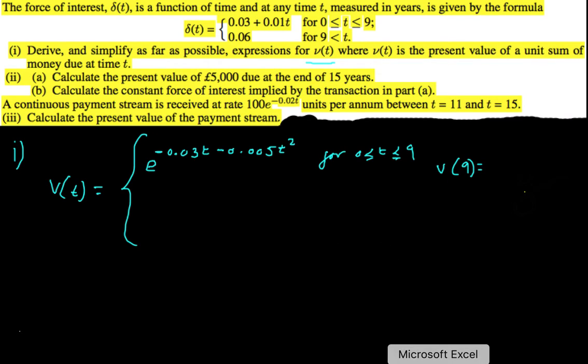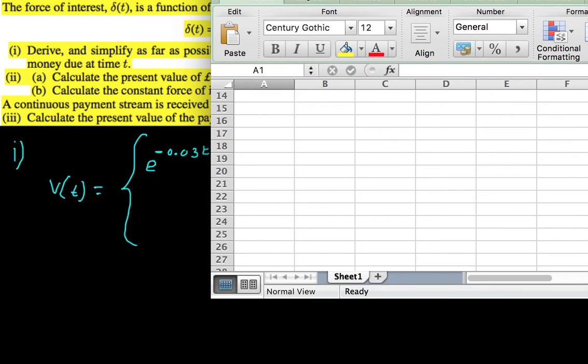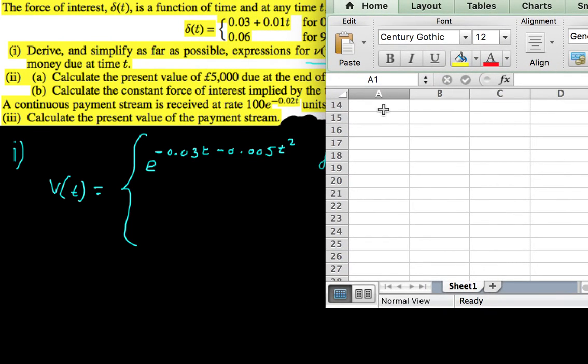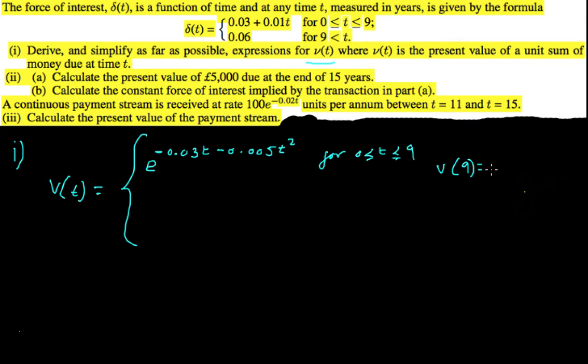So in order to do that, we'll just sub it in, and I'll use Excel to do that. Okay, so here we go. That's negative 0.03 times when t is 9, minus 0.005 times t squared, and 9 squared is 81. So that's what we get, negative 0.675. So that's e to the negative 0.675. Okay, cool. And now we've got to find e to the negative integral of this.